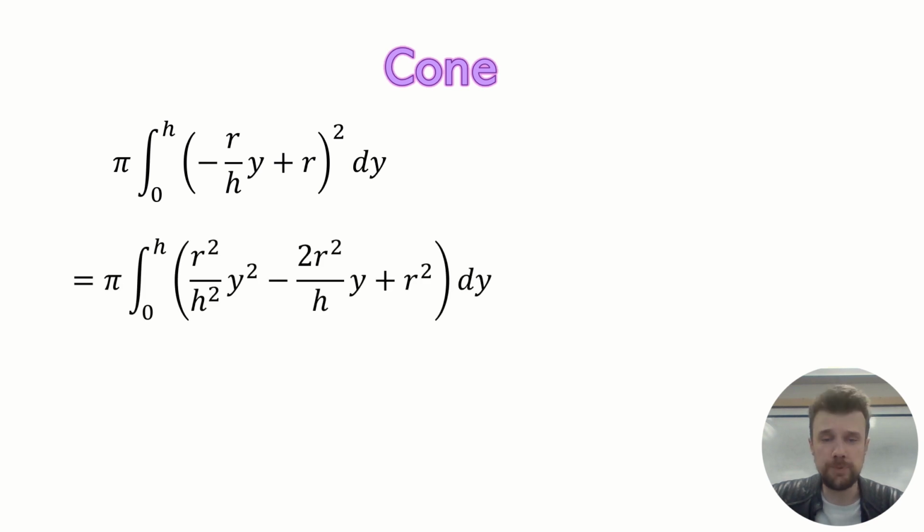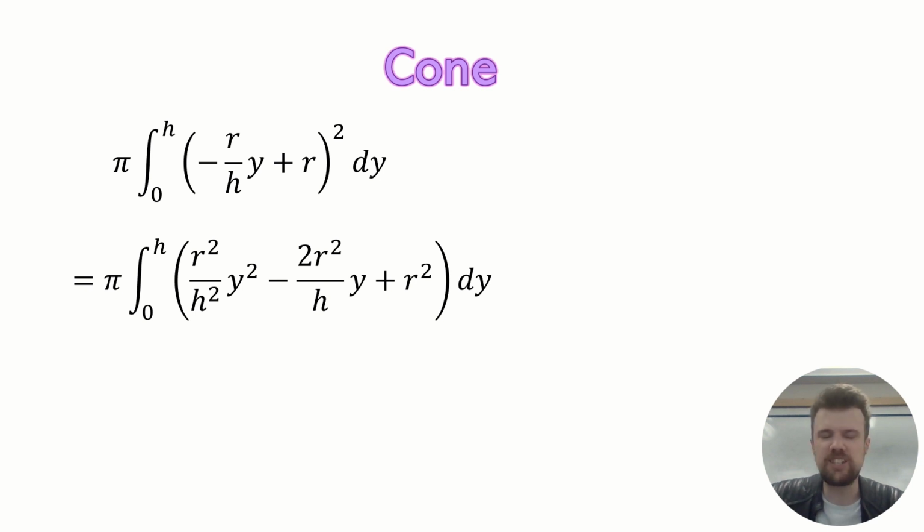So, multiplying out the brackets first, being really careful with that, you will end up with r squared over h squared, lots of y squared, minus 2 lots of r squared over h, lots of y, and then the plus r squared on the end. That looks a bit scary, but as I said, a reminder, r and h are just constants, so it's really not as bad as it looks.